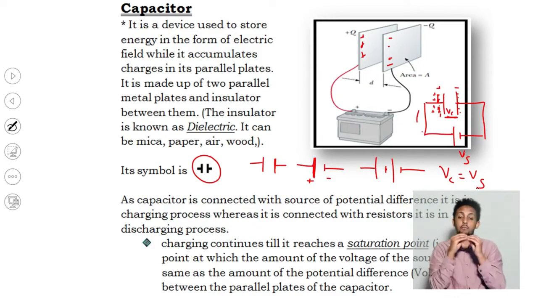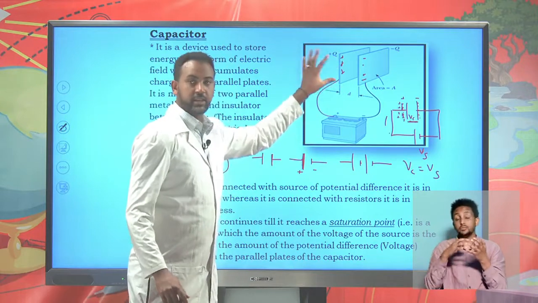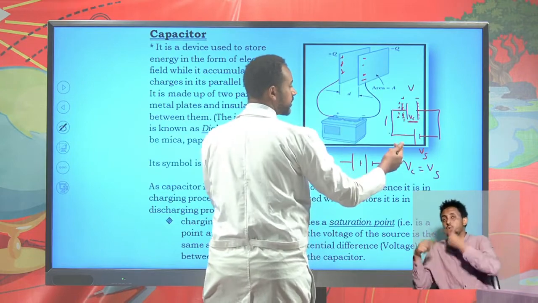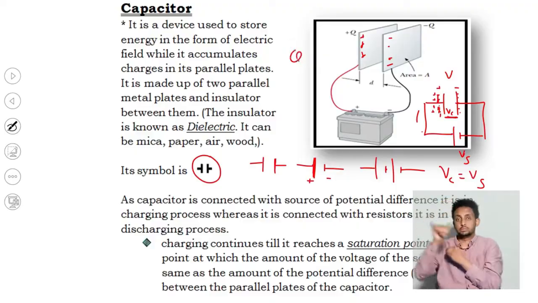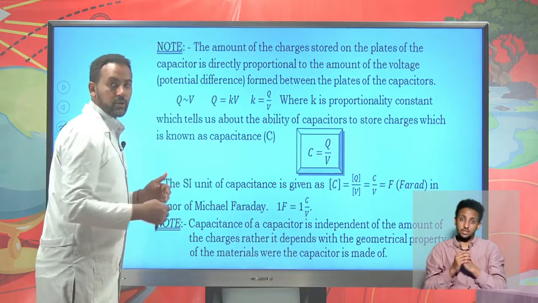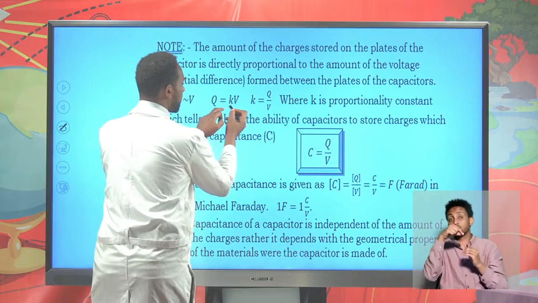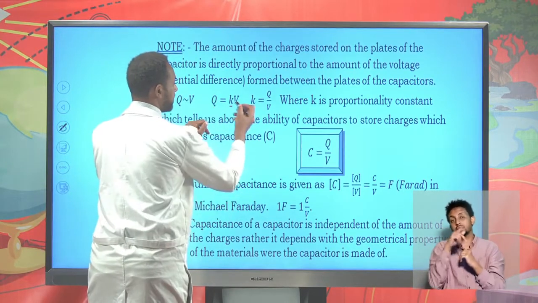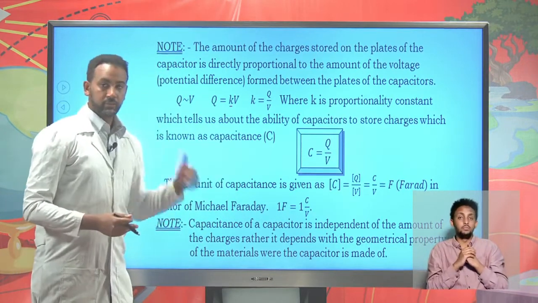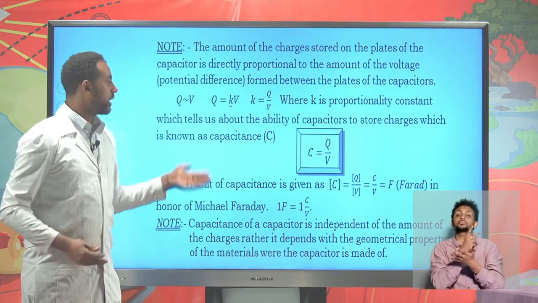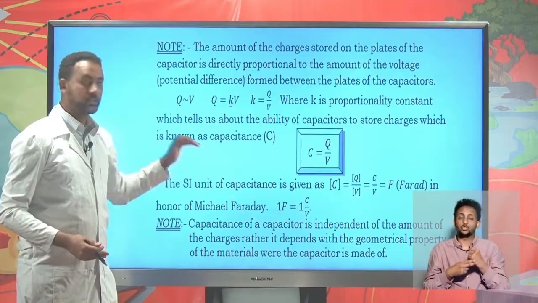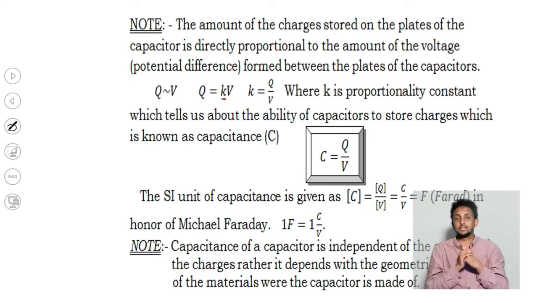As the amount of charge increases, the potential difference, or the voltage, also increases. So the amount of charge Q has a direct proportionality with the potential difference formed, and you can convert this into an equation: Q is equal to a certain proportionality constant K times V. This proportionality constant always measures a property of the object and tells us the capacity of a capacitor to store charges. It is known as capacitance, and it's symbolized as C.